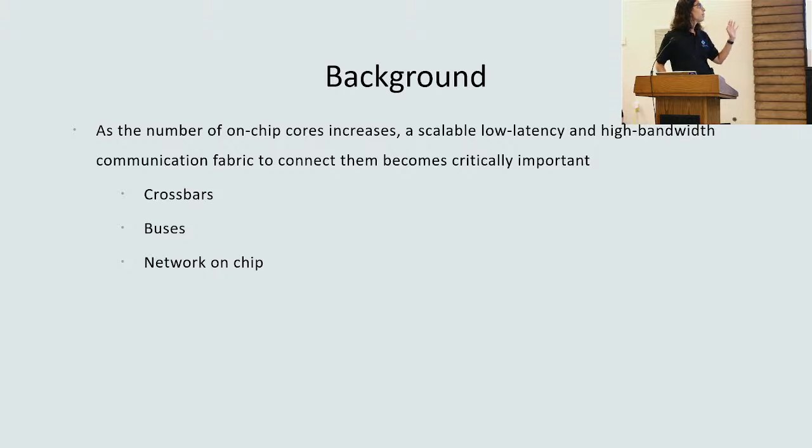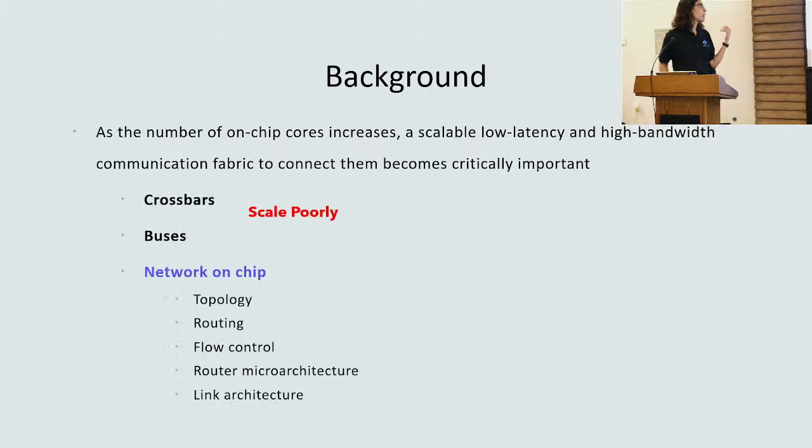There are many interconnects out there: crossbars, buses, network on chips. The problem with crossbars and buses, even though they provide high bandwidth and relatively lower latency, is that they can't scale very well. In terms of power and area, they are not very efficient. Therefore, we can look at network on chips, where we have to specify the topology, the link and router microarchitecture, the routing algorithm, the flow control, and so on. These are the things we need to consider when we want to create this interconnect.